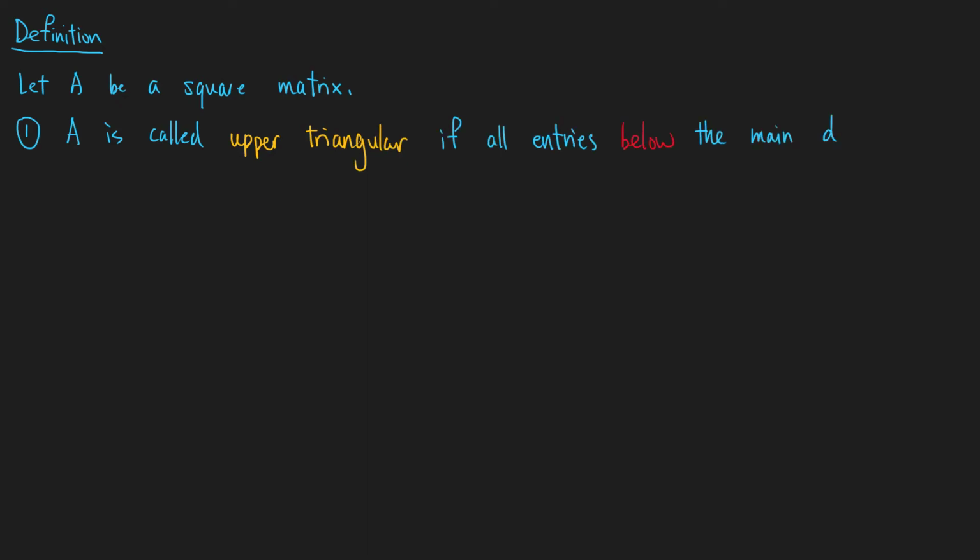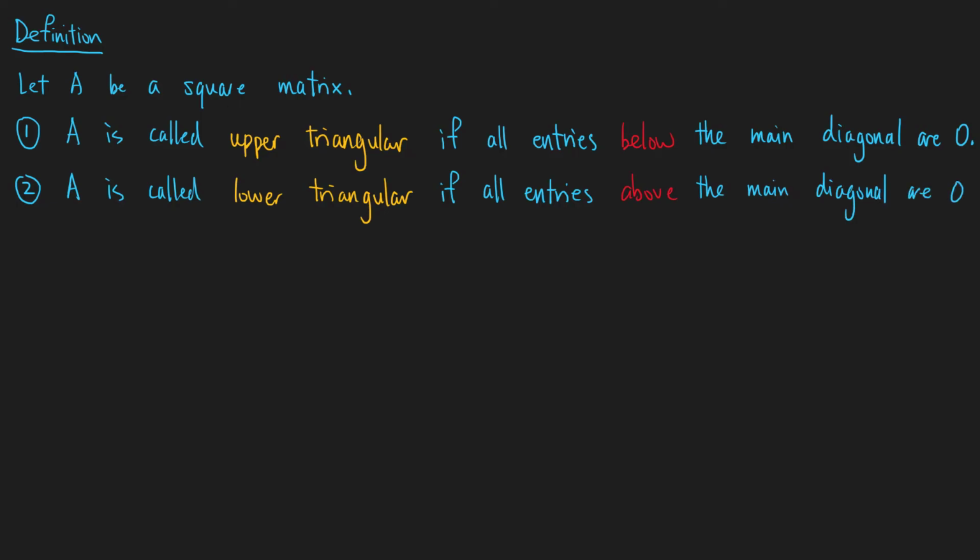Now, let's look at a definition. Let A be a square matrix. We say that A is upper triangular if all entries below the main diagonal are 0. We say that A is lower triangular if all entries above the main diagonal are 0. We also say that A is triangular if A is upper triangular or lower triangular.